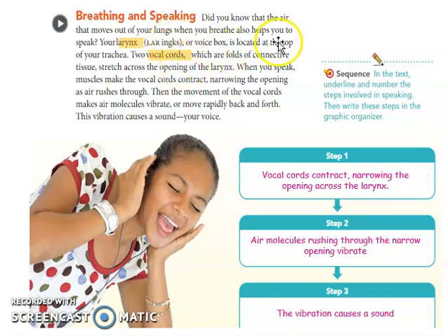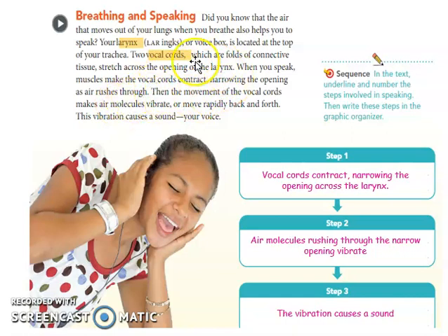Breathing and speaking. Did you know that the air that moves out of your lungs when you breathe also helps you to speak? Remember that sound is caused by vibration. Okay, so where does the vibration happen? Your larynx or the voice box is located at the top of your trachea. Two vocal cords, which are folds of connective tissue, stretch across the opening of your larynx. When you speak, muscles make the vocal cords contract, narrowing the opening as the air rushes through.